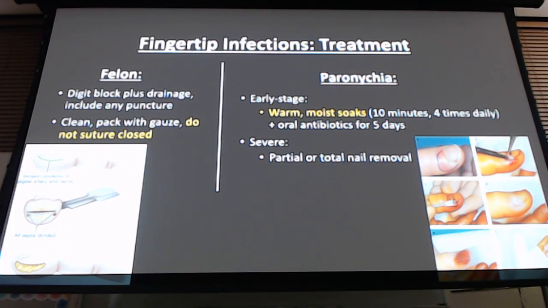You want to clean it, so copious irrigation and debridement, and do not suture it closed. You just took a wound that was closed, made it open, took out the bad contents, and now you're going to close it back up? Do you think that purulent material might build back up if you close it back up and make another pocket? Yes.